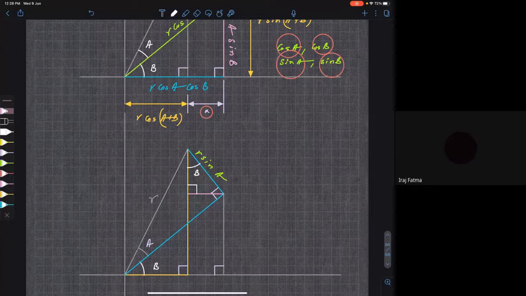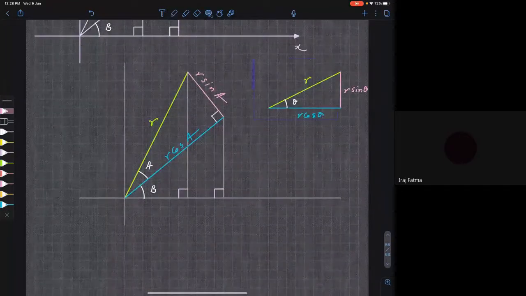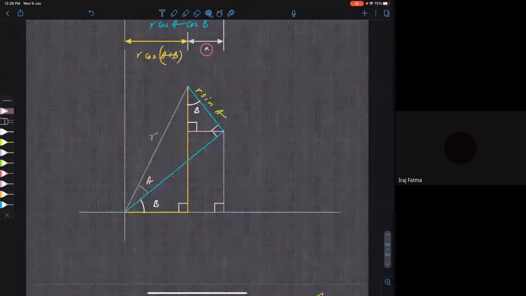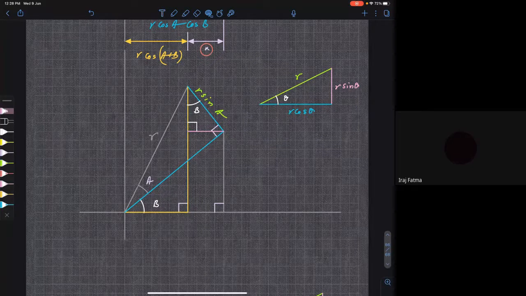Clear? Now I'll bring back my old triangle again. This triangle. Copy. Paste. Now tell me, according to this comparison, what will be this pink line? R sin A sin B. Very good. It will be R sin A sin B, because it is opposite.